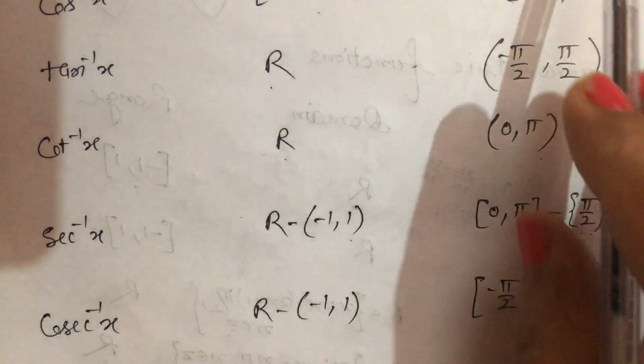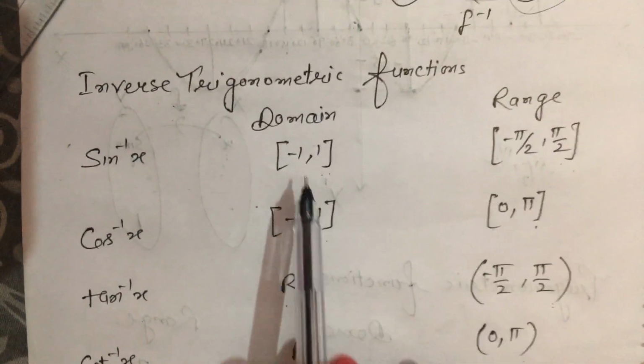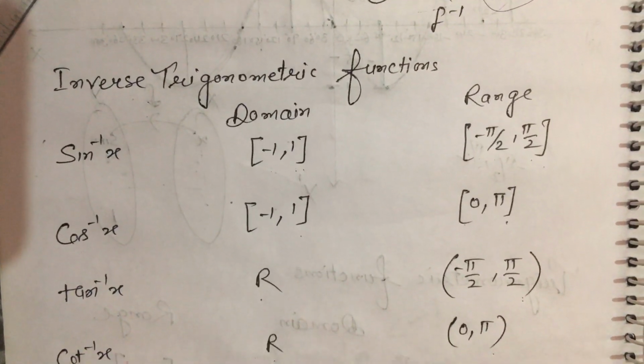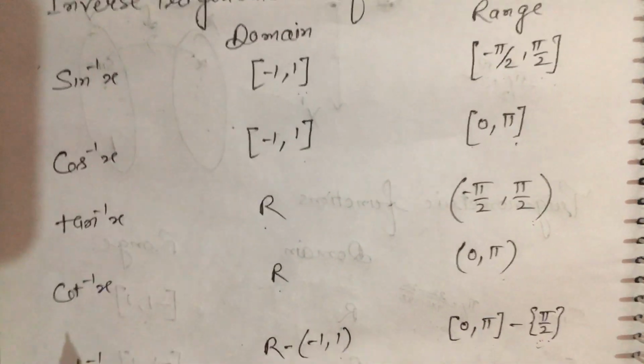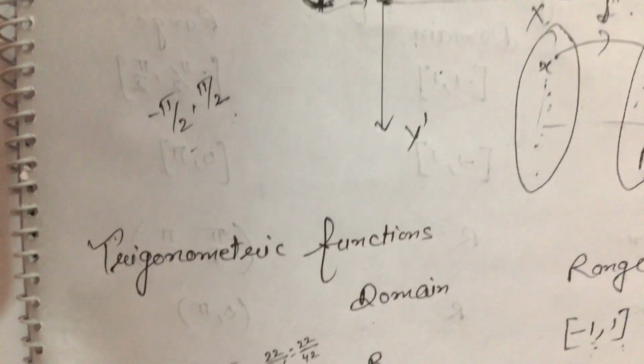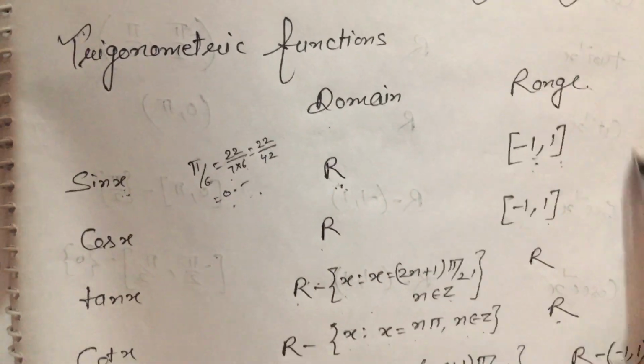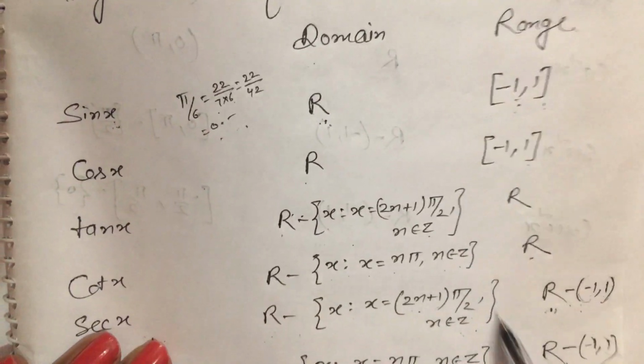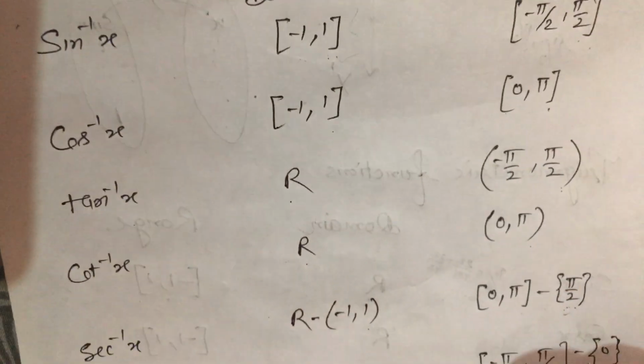So these are the ranges of the inverse functions, and the domains we have taken from the trigonometric functions. These are the ranges of the trigonometric functions, and these will be the domains of the inverse trigonometric functions. And the ranges are these. Clear?